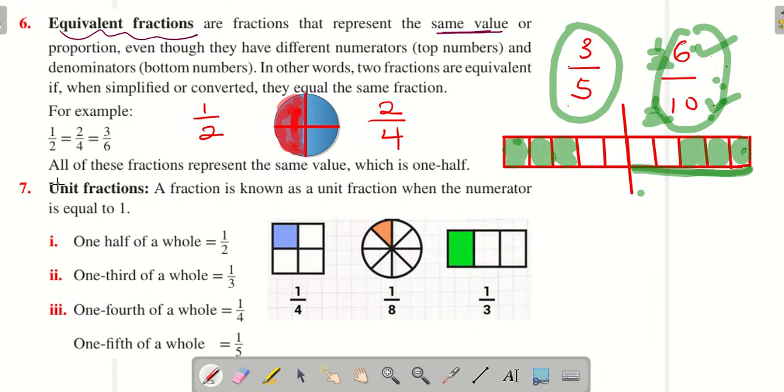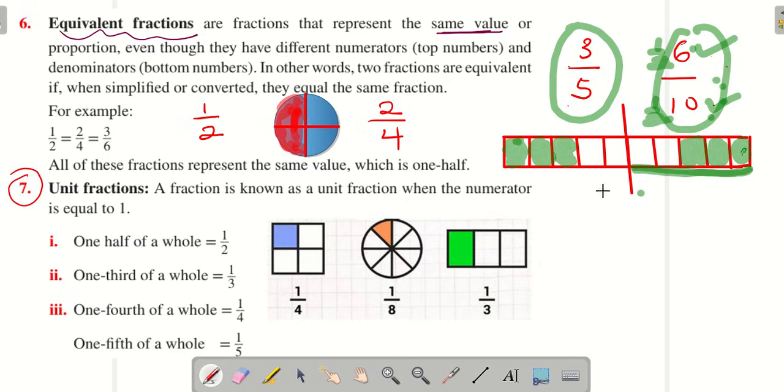So that is for the equivalent fraction. Our next type is going to be a unit fraction. When we say a fraction is unit, it means that the entire whole is taken as one, and it has been divided into various parts. So the numerator should always be 1. For a fraction to be unit, the numerator has to be 1.